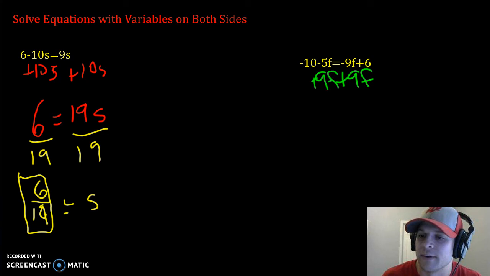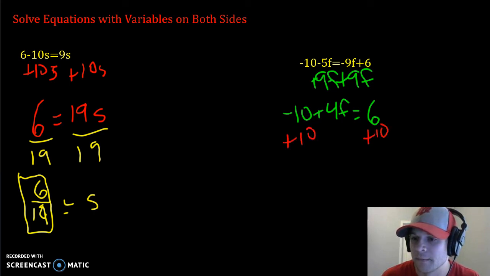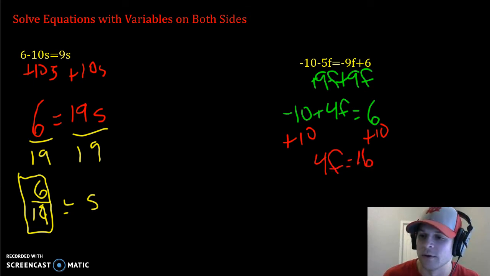Over on the left, we still have a negative 10. Negative 5 plus 9 is a positive 4f. Negative 9 plus 9 gives you 0, equals 6. And it's just a two-step equation from here. The first thing we get rid of is this negative 10. The opposite is to add, so 4f equals 16. And then the way you get rid of that 4 that's being multiplied is to divide.